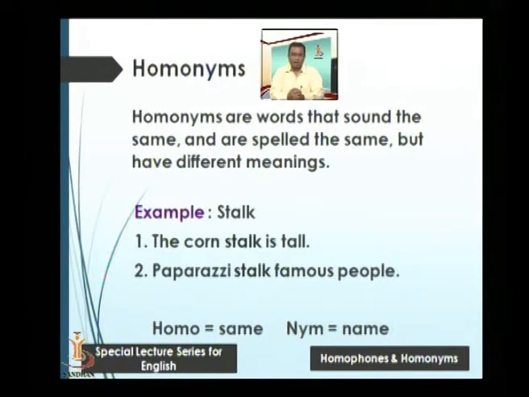And paparazzi, a famous group. I don't know how many of you are aware, but Madonna was followed by a specific group of people called paparazzi. These are the people who take snaps, photos of some famous personalities secretly. That group is called paparazzi. Stalk famous people means pursue, follow secretly. The word stalk, S-T-A-L-K, is used in two different contexts: at one place for a plant, and in another sense for people who pursue famous celebrities.